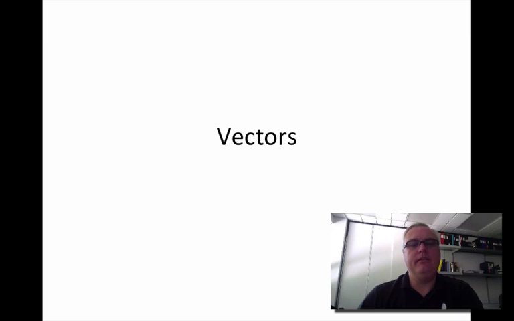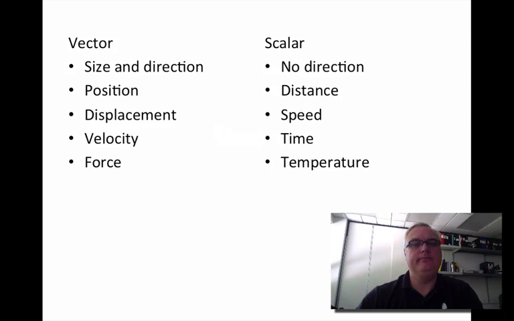Hi, this lesson is on vectors. Any quantity that we deal with in physics is either going to be classified as a vector quantity or a scalar quantity. And the difference is really just the direction. Scalars do not have direction, while vectors include direction.